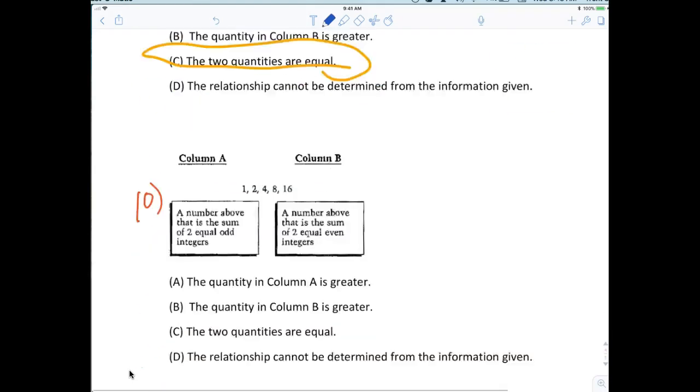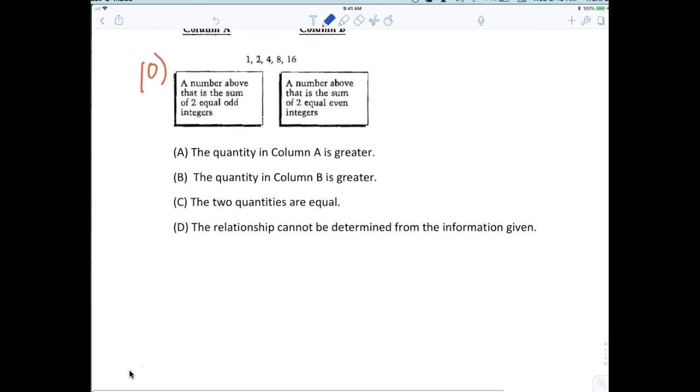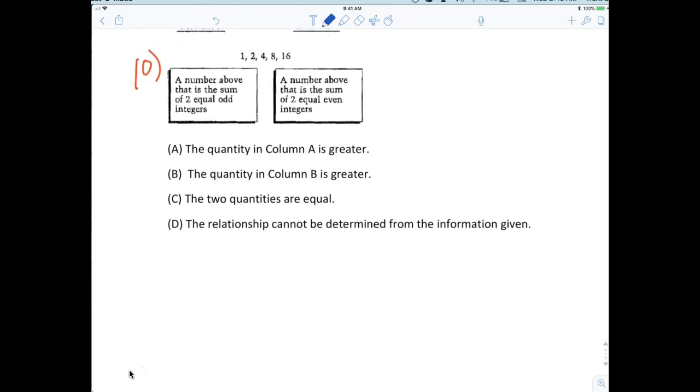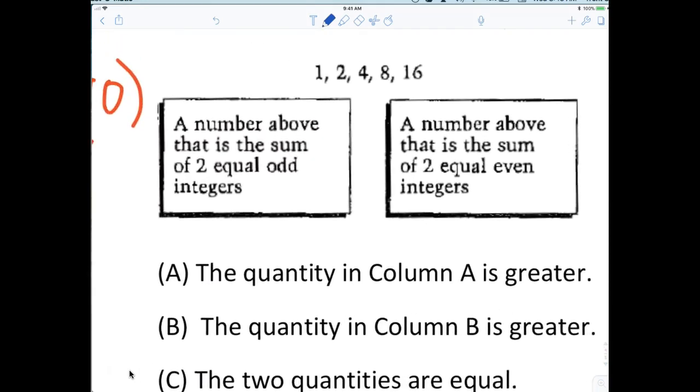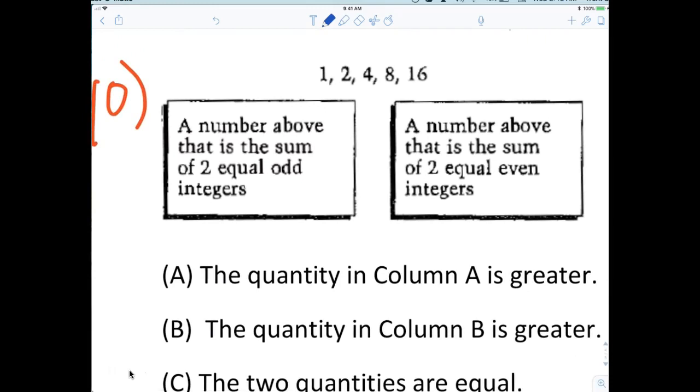Number 10. This is just a thinking question as far as can you read carefully? It says, a number is the sum of two equal odd integers. Is it possible for one? Does that fit? Does one fit? No, because in order to get one, it would be one half and one half. Listen to me. One half and one half.